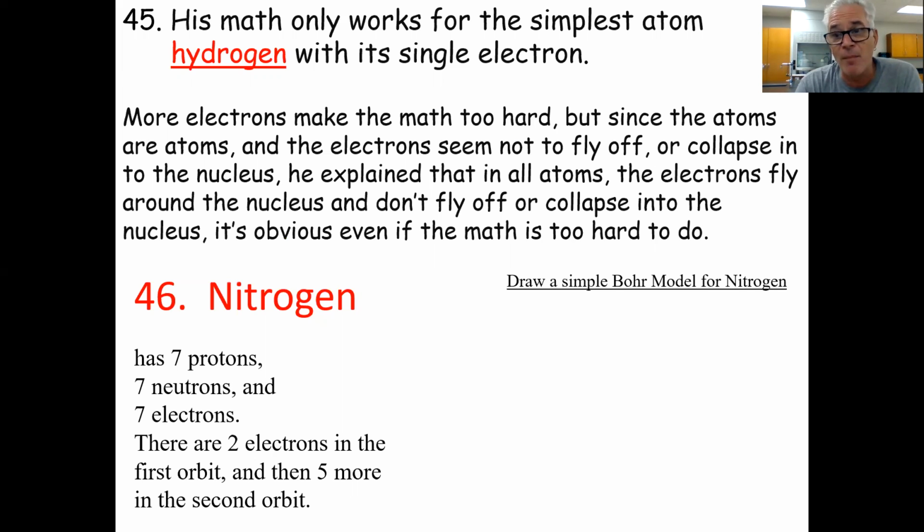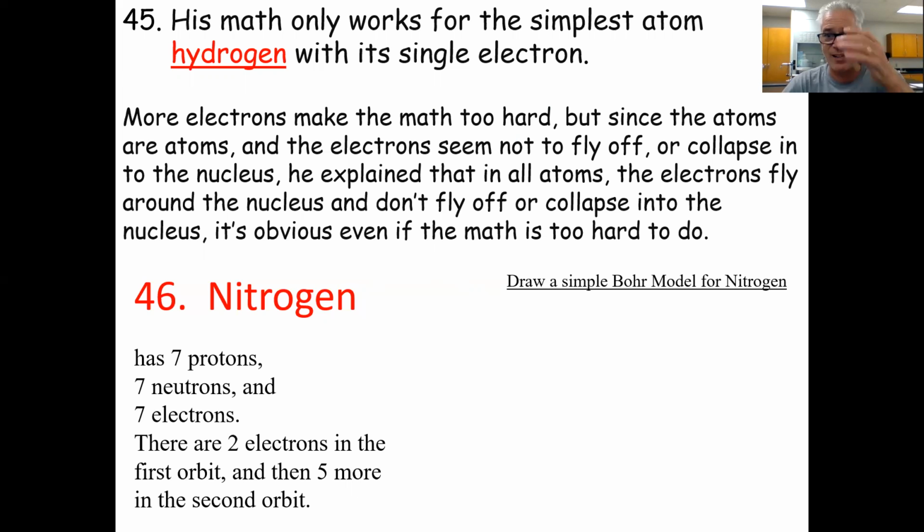You know that because it's number 7, and also because on the periodic table, nitrogen has what's called an electron configuration of 2-5. There are 2 electrons in the first orbit. I'm going to still call them orbits, though they're not orbits. And then it's going to have 5 more electrons in the second orbit. This is a Bohr model or a planetary model for nitrogen. And you can do this.